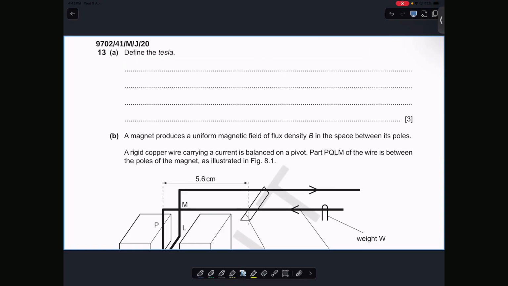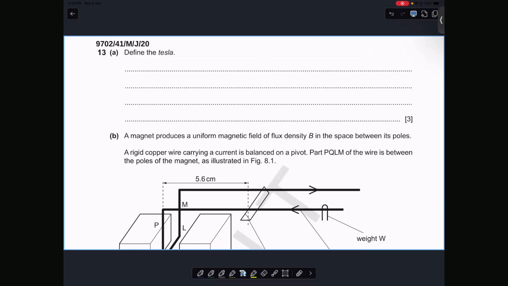Define the Tesla. Okay, go ahead. 3 marks, that's a lot. 3% of your paper. Yes. When they say define a unit, all the quantities must be units. So what will Tesla be? I think the better way is to say 1 Tesla is what?